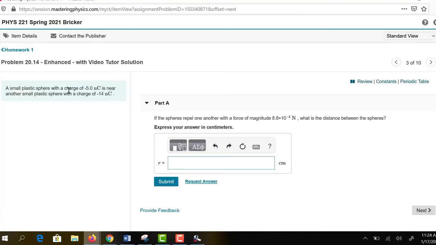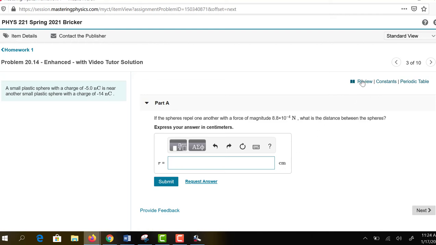A plastic sphere charged to negative 5 nanocoulombs is near another plastic sphere, negative 14 nanocoulombs. If the spheres repel each other, which they should, they're both negatively charged, with a force of 8.8 times 10 to the minus fourth newtons, what is the distance between them? And we want the answer in centimeters.